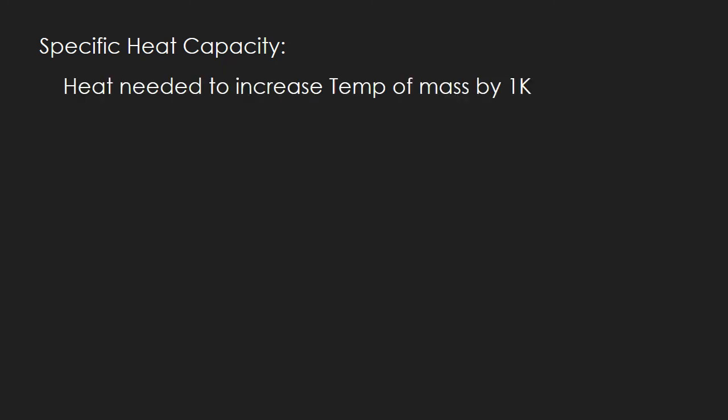We have two types of simple calculations we're looking at. The one we are going to use most often is called specific heat capacity. This is the heat needed to increase the temperature of a mass by 1 Kelvin. So the key term here is mass. We want to take the mass of an object. So 10 grams of copper, 20 grams of water, whatever it happens to be. Okay, we want to know how much heat it takes to increase that mass by 1 Kelvin.